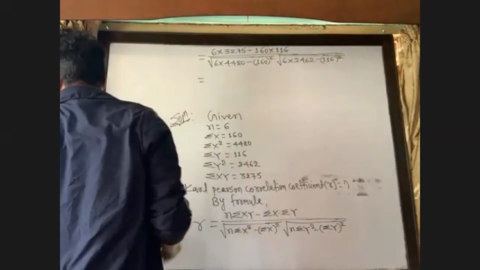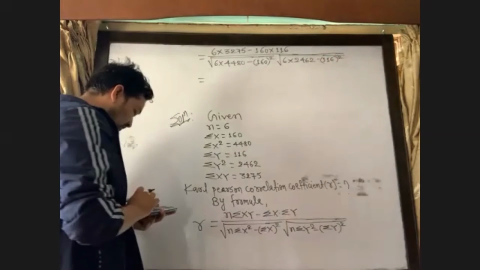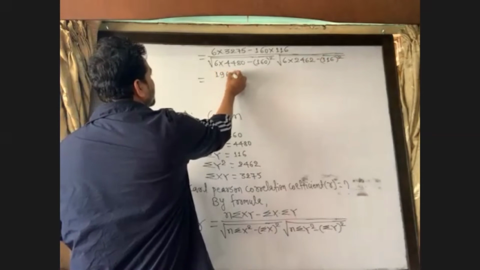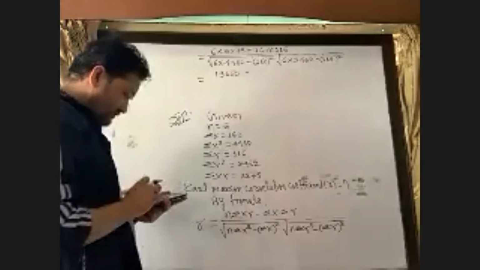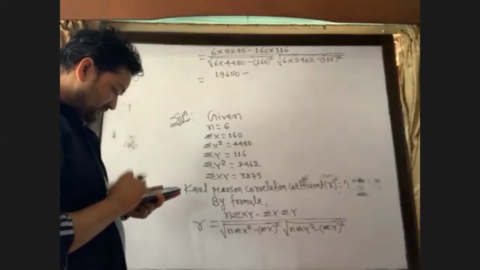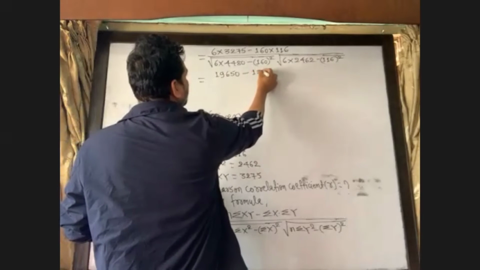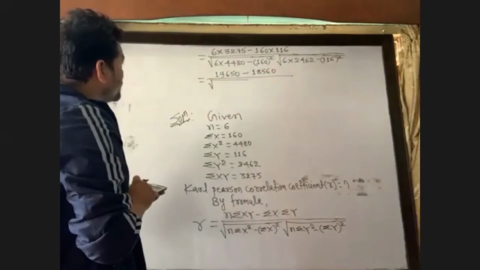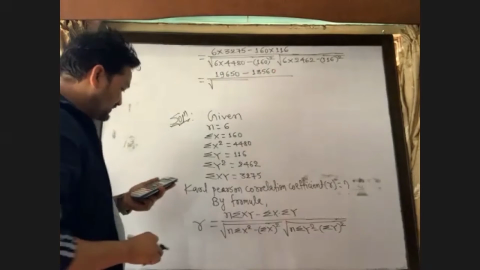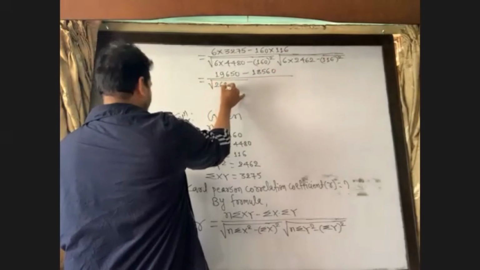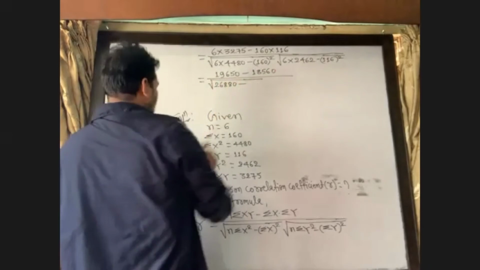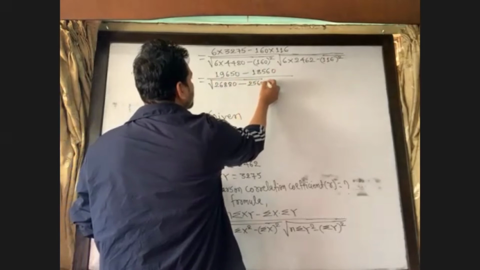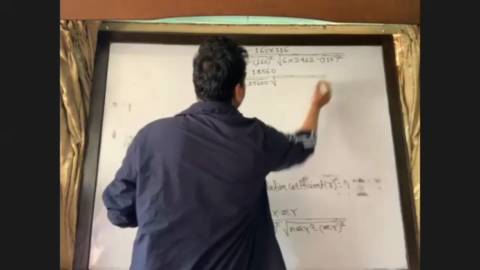Now let's make the calculation. We have to write by multiplying. 6 into 3,275 is 19,650, minus 160 into 116, which is 18,560, then divided by square root of 6 into 4,480, which is 26,880, minus 160 square, which is 25,600. Okay, then let's do the calculation inside the other square root.